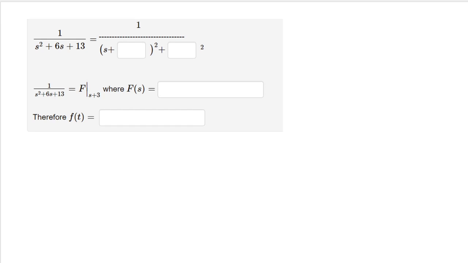Find the inverse transform of 1 over s squared plus 6s plus 13. The first thing you have to do is to complete the square. So let's see, s squared plus 6s plus 13. The way you complete the square is first take the middle number, the coefficient of s, and take half of it. Half of 6 is 3, and that goes inside the square.